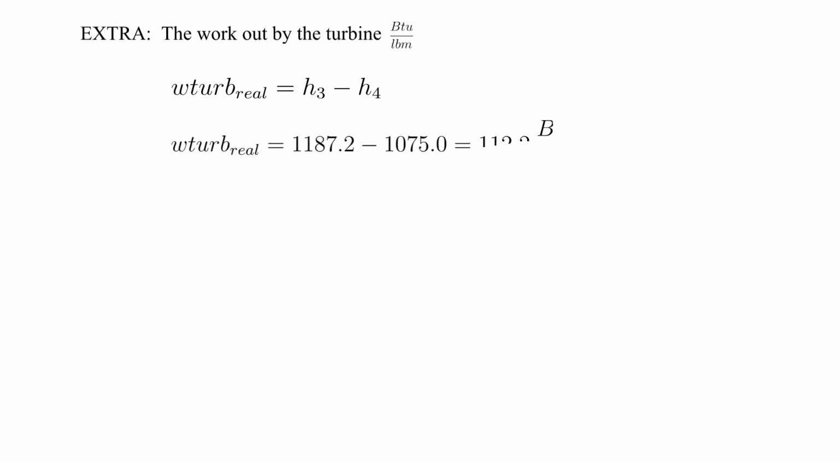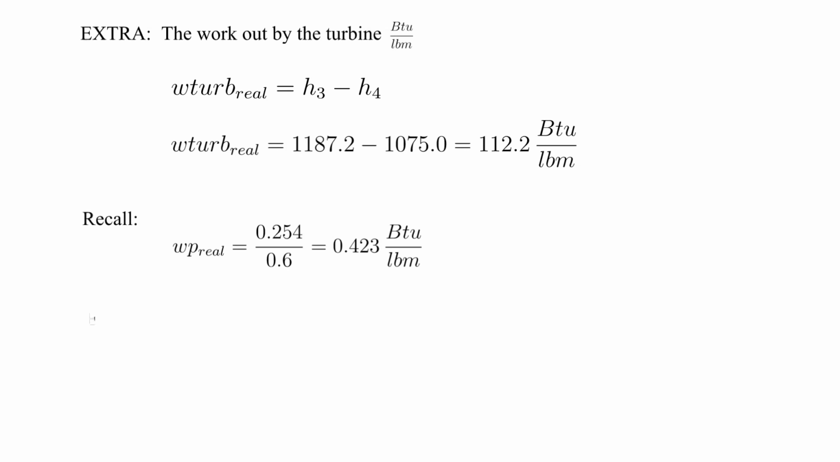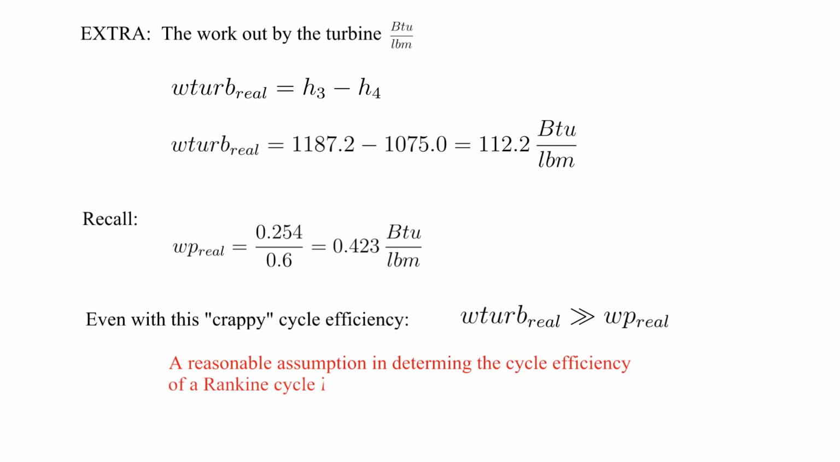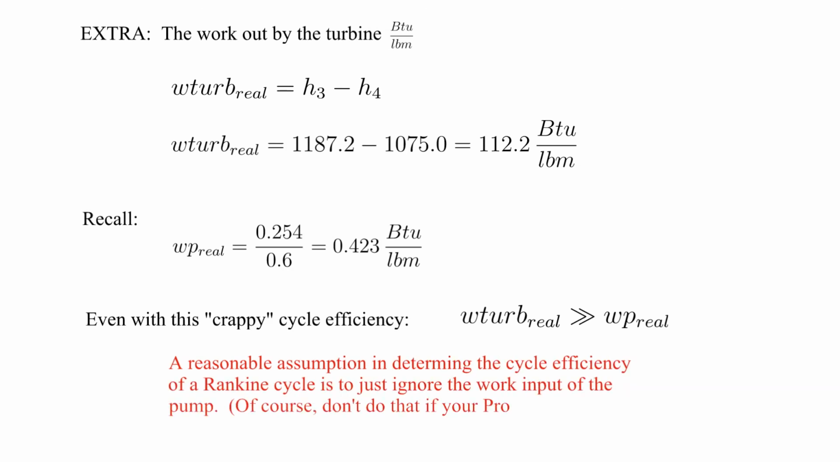Let's do one additional calculation. We have everything we need, so let's calculate the real specific work of the turbine. It comes out to be 112.2 BTUs per pound mass. Recall that the pump work is 0.423 BTUs per pound mass. It is typical in Rankine cycles that the specific work of the turbine is several magnitudes greater than the specific work of the pump. We often just ignore the pump work with little or no loss in accuracy.